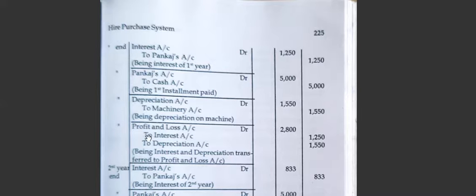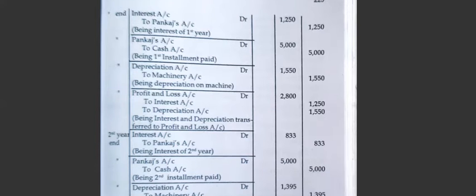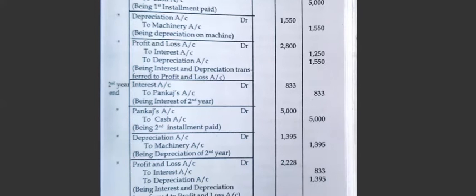Now transfer to the profit and loss account, that is, profit and loss account debtor to interest account and to depreciation account. To interest is 1,250, depreciation is 1,550. So write these two amounts, then total them and write 2,800. Like that the same thing continues in the second year also.